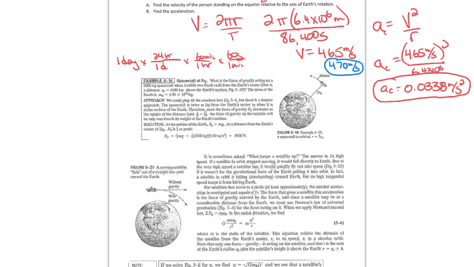Here are the answers for page 17. Part A is calculating the velocity of a person standing at the equator as they rotate basically around Earth's axis.